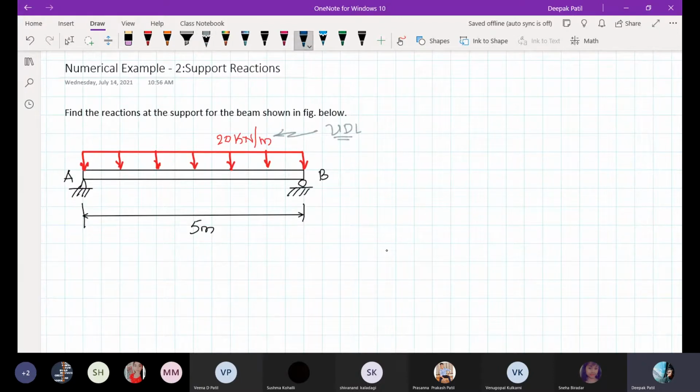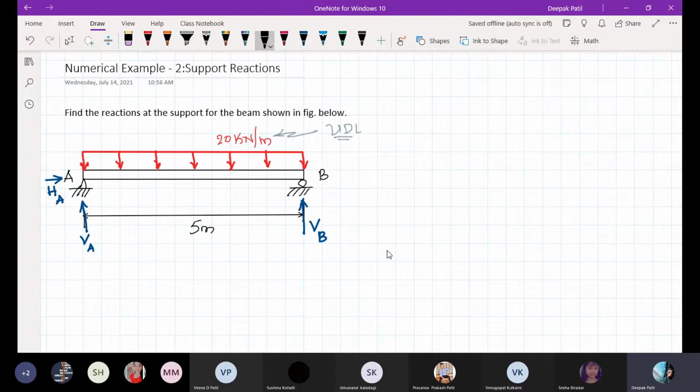Now you need to find the support reactions, that is, the reactions at A and at B. We know that at the pin support we have two reactions. One is the vertical reaction, let me name that VA, and the other one is the horizontal reaction, let me name that HA. Since at B the support is a roller support, we have only one reaction, so let me call that VB. Now you need to find the values of HA, VA and VB.